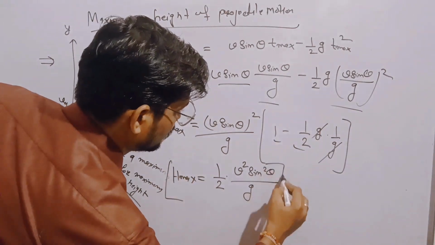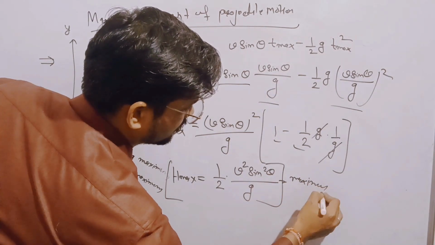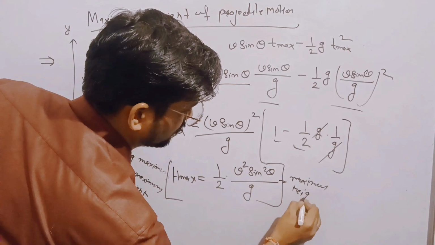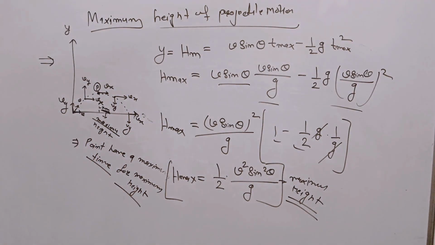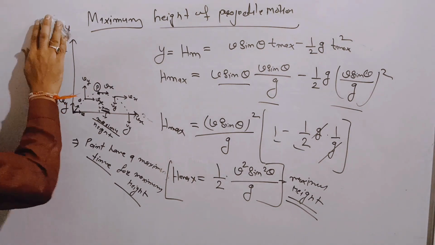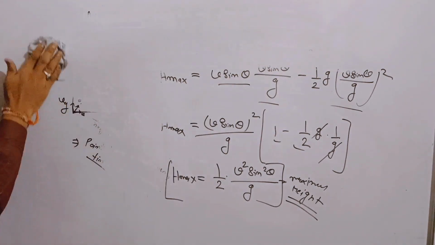This is the maximum height of the object in projectile motion. So h maximum is equal to 1 by 2 v square sin square theta upon g.